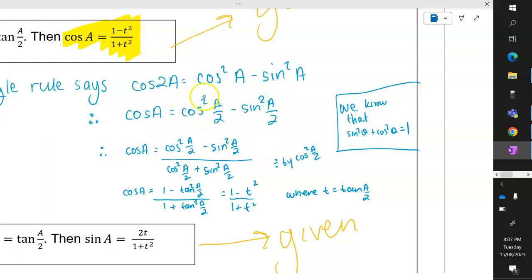Now, cos of A being cos squared of A over 2 minus sine squared A over 2, I could write that or think of that.